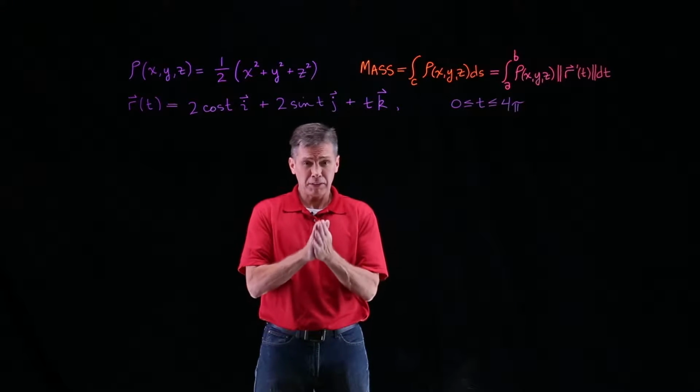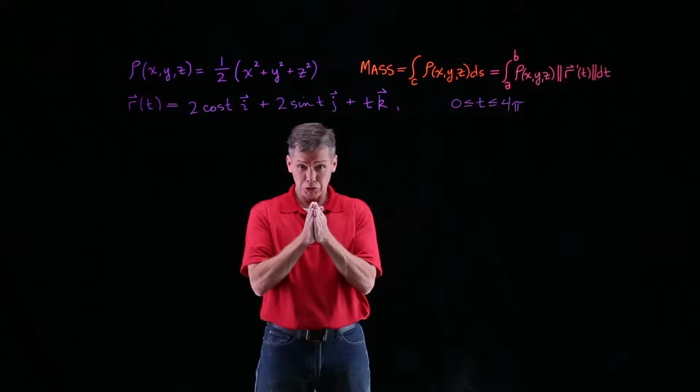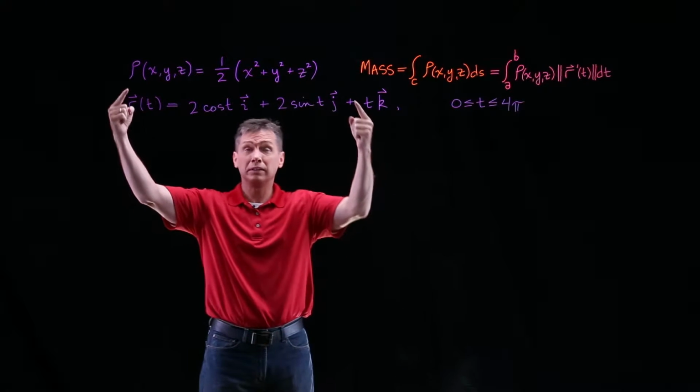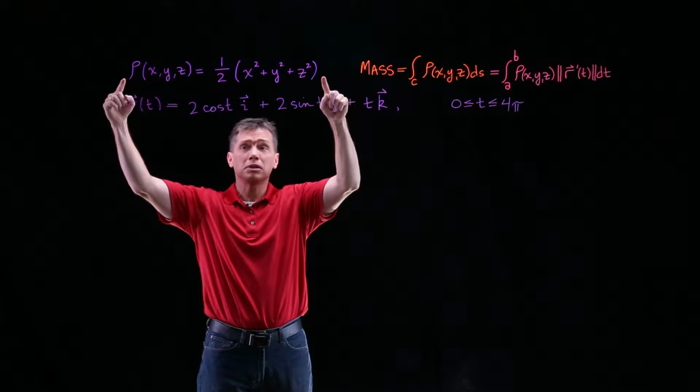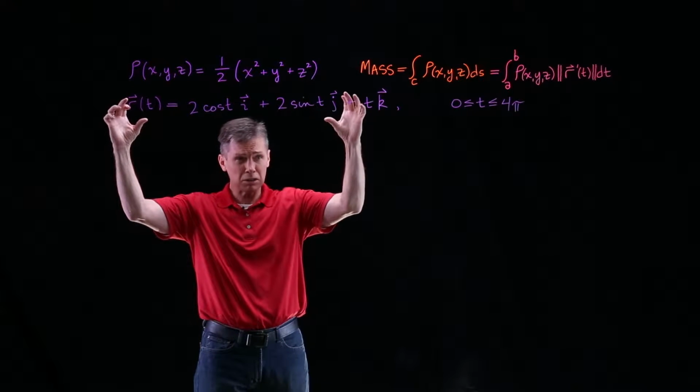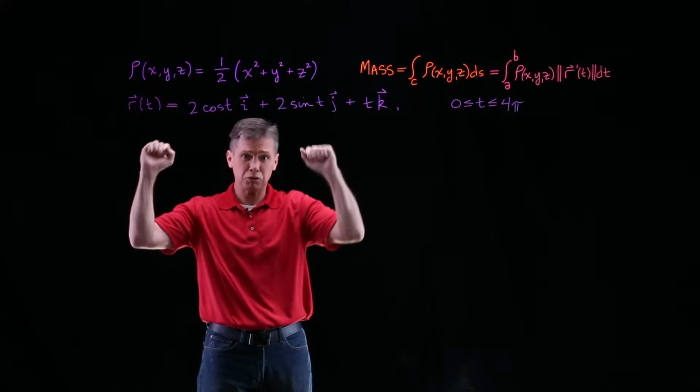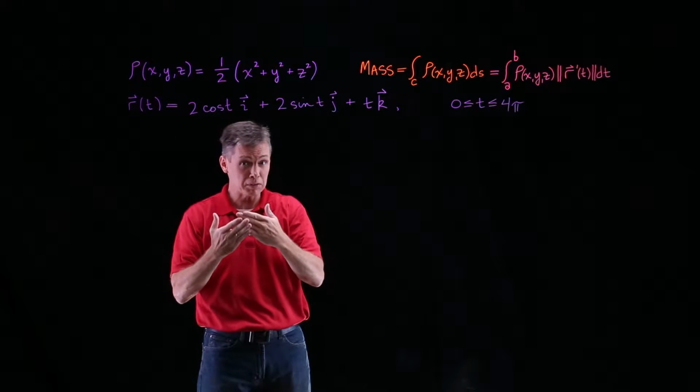Okay, in this problem, they ask us to find the total mass of a spring, and then they give us some density function. The rho function is given to you there, and also this vector r is given to you, and that's what defines the spring. We have to find the total mass of that.